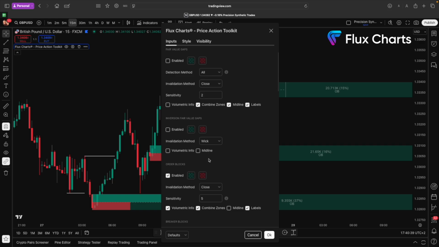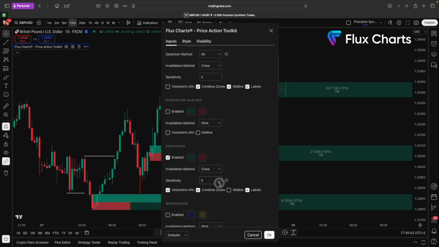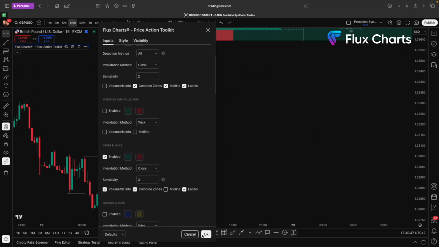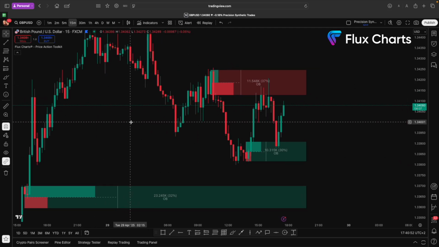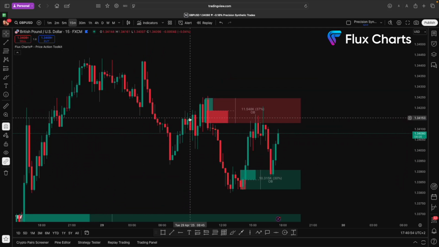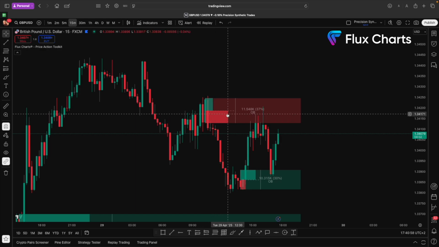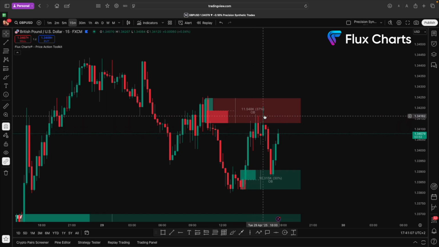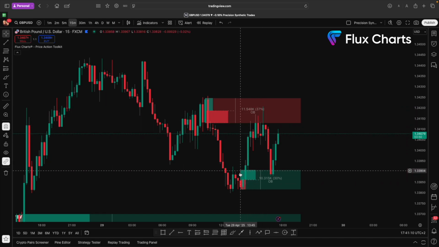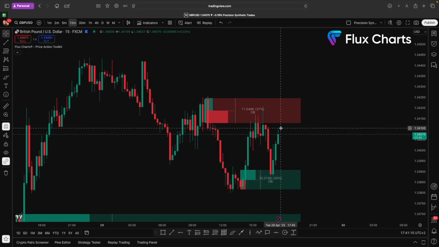Let's say, for example, you want to see more order blocks, then you make the sensitivity lower. And then it will come to your most recent order blocks. As you can see right over here, an order block was created. It even shows you the buy and sell pressure of this zone. So here you can clearly see there were more sellers when the order block was created. Price reacted from it. Same with this one here, more buyers than sellers, and price reacted from this.